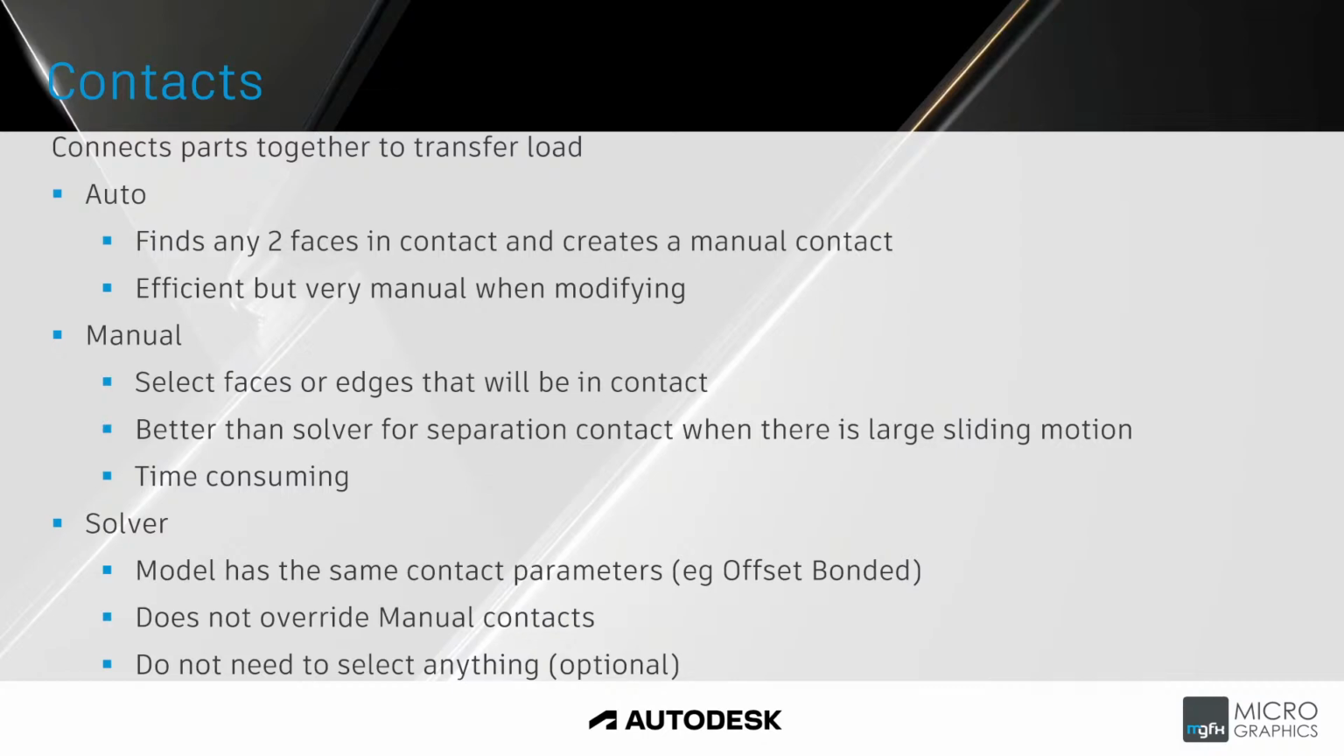And then you've got the solver. The solver is a combination of auto and manual. You put manual contacts on everything you want, and then you say the rest of it needs to all be bonded contacts. So I'll just run the solver. I don't have to select anything, and it doesn't override the manual contacts that I've created. The auto works a little bit differently to that.